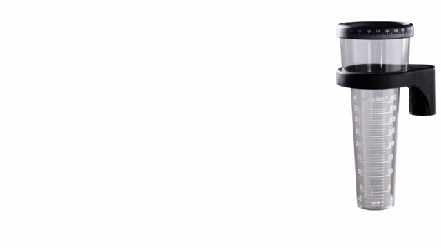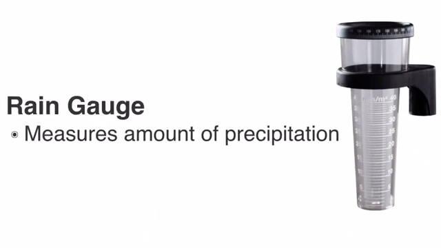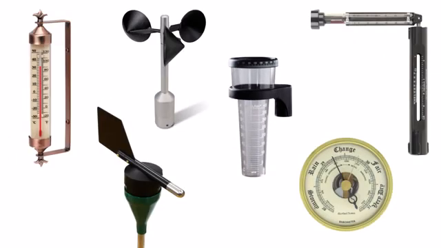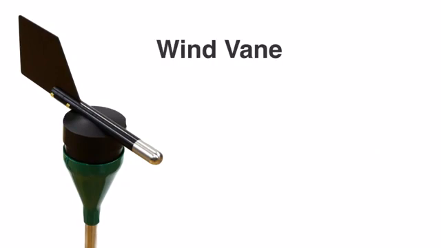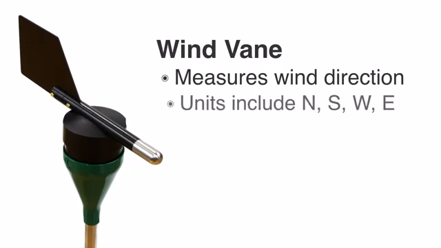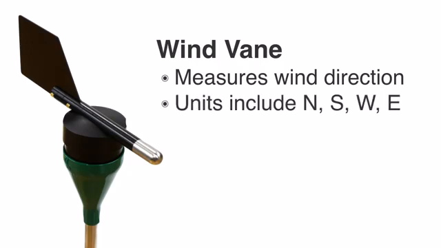Our next instrument is a rain gauge. This is simply a cup that measures the amount of precipitation that falls, and our units will be either inches or centimeters of precipitation. The last 2 instruments involve wind, starting with a wind vane, sometimes known as a weather vane. This measures the wind direction, and it's going to be recorded in a compass direction such as north, south, west, or east.